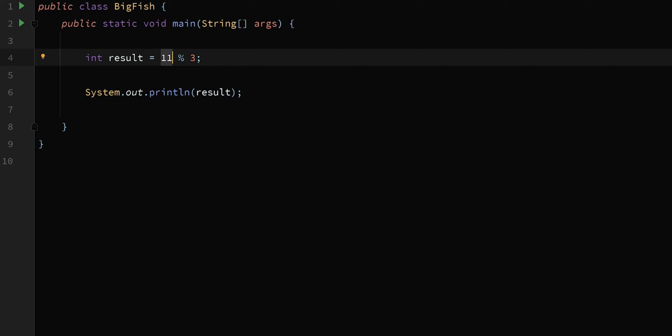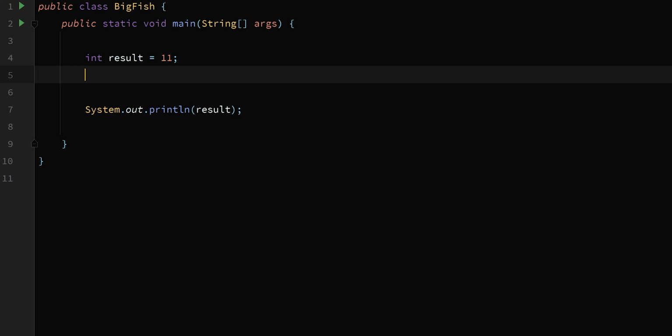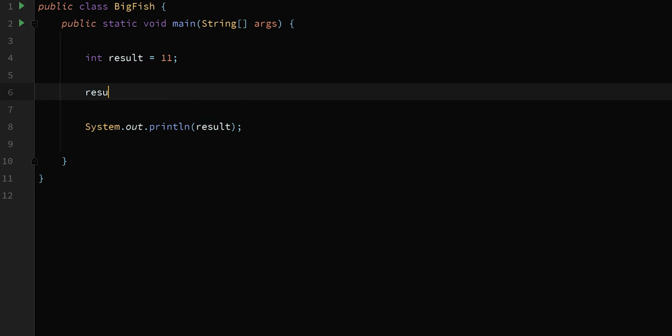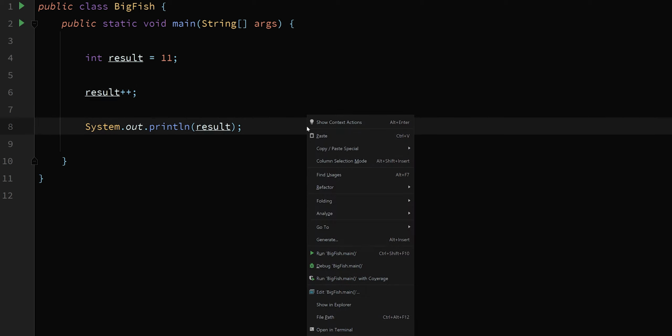The last thing that we want to look at today when it talks about math is known as an increment and decrement operator. This is something that Java has the ability to give us. So let's say we'll do like 11. We can increase result by 1 without having to say result plus 1. So we can say result plus plus, and this automatically would increase result by 1.